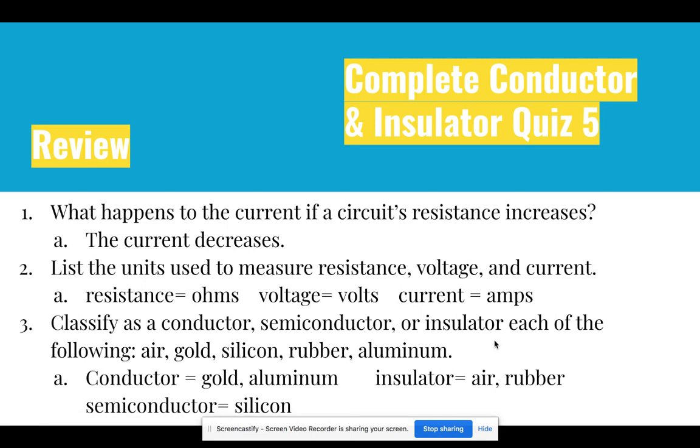Okay, so now it is your job to complete the conductor and insulator quiz that you will be given.